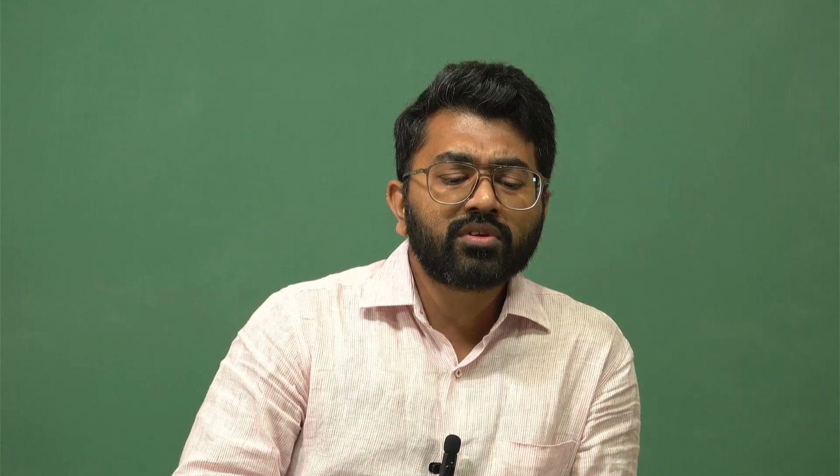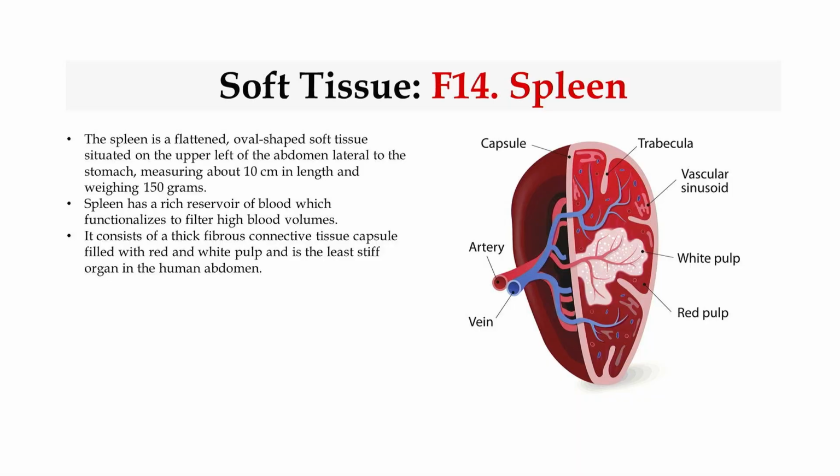unknown kind of organ, not very widely studied, which is known as the spleen. The spleen is a flattened, oval-shaped soft tissue situated on the upper left of the abdomen, lateral to the stomach, right? This measures about 10 centimeters in length, yeah, 10 centimeters, and weighs 150 grams. So not a huge organ, but 10 centimeters is still quite a bit, right? It's not very small.